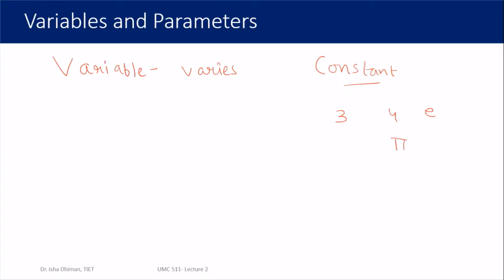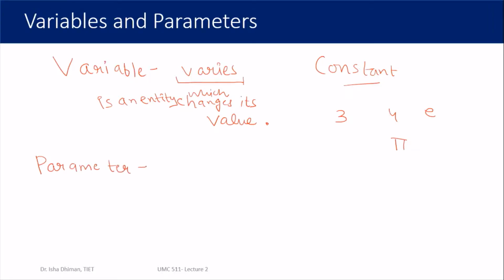And after constants, we have variables and parameters coming into the picture. A variable is something which varies; it changes its value. You can say it's an entity or a quantity which changes its value. While a parameter is basically defining a class of equations. So let me be very specific.